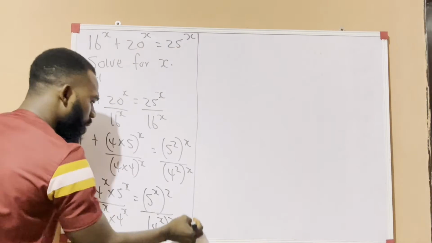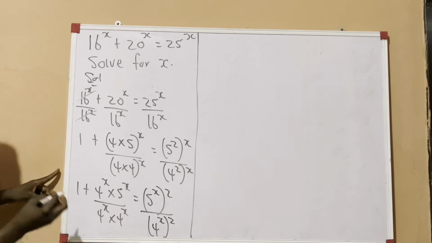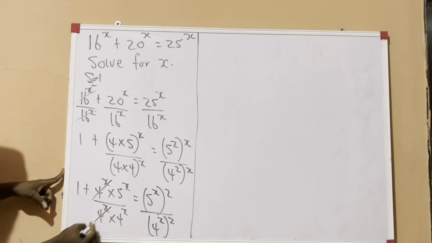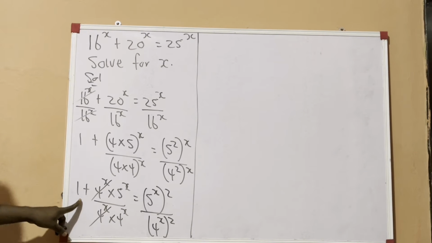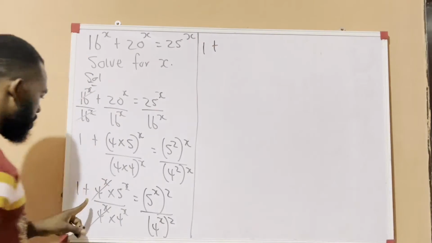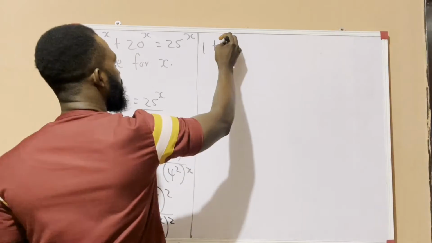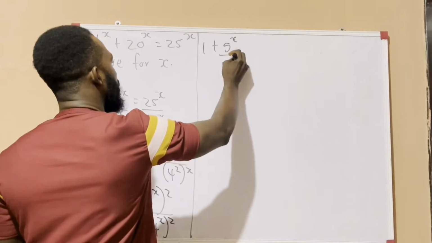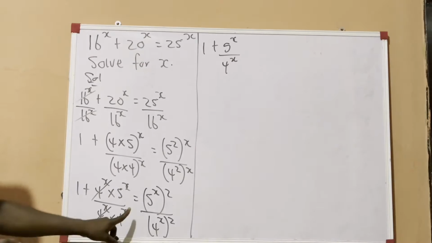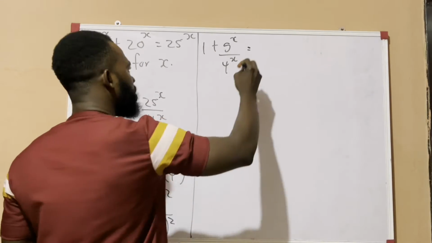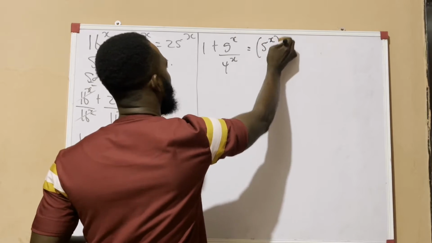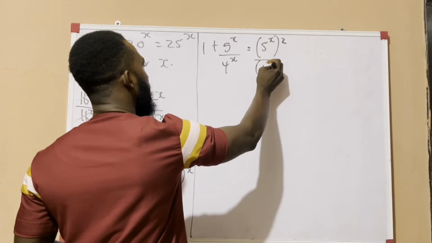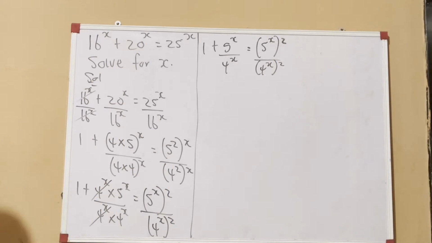Okay, let's proceed. Here, 4 raised to the power of x, we cancel out 4 raised to the power of x. So what I have left is 1 plus, now what I have left at the numerator is 5 raised to the power of x over what I have at the denominator is 4 raised to the power of x. Okay, equal to, all right, here still remains 5 raised to the power of x, raised to the power of 2, over 4 raised to the power of x, raised to the power of 2.